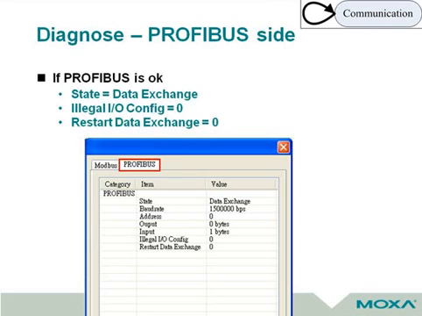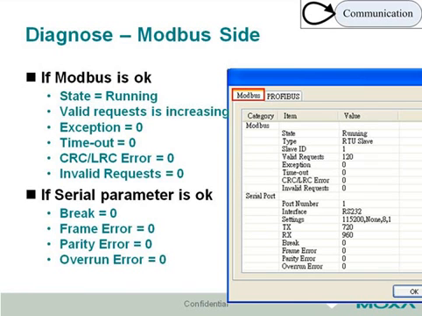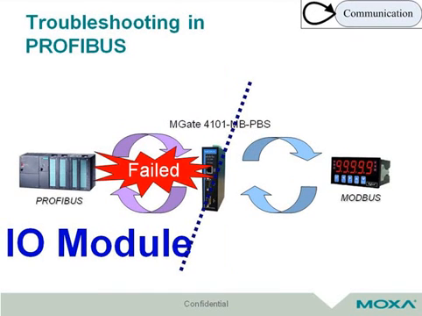For the Profibus side, as you can see, the MGate is in data exchange state. Illegal I/O config and the restart data exchange counters are at 0. And for the Modbus side, the state should be in running mode, and the valid requests are increasing. Exception counter should be 0. That means your Modbus settings are okay. Then you can check your serial parameter settings on this page. We will have two troubleshooting examples.